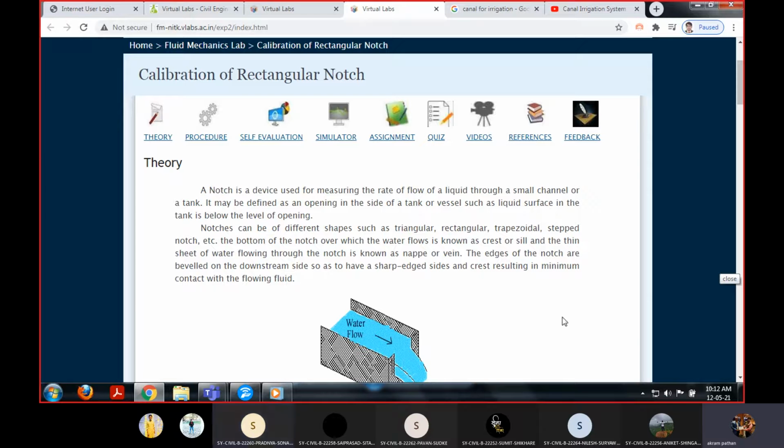Okay, so what is meant by the notch? A notch is a device used to measure the discharge or the rate of flow through a small channel. The notches have different types, that is triangular, rectangular, trapezoidal or step notch.